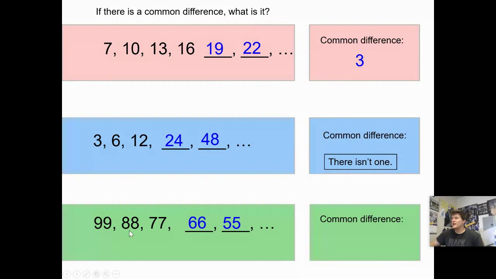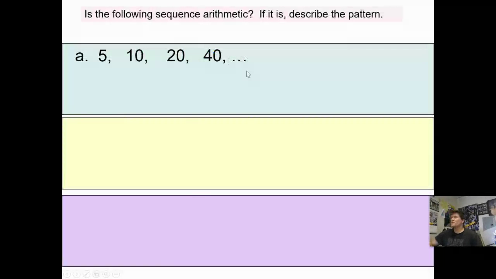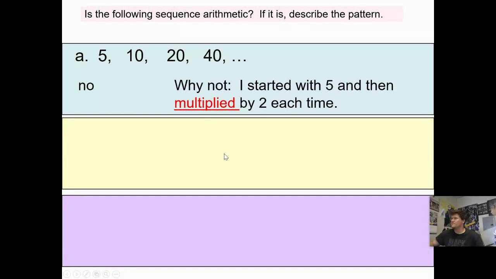The next one, 99, 88, 77, 66, 55. You could probably see the pattern, but what's really going on? This has a common difference of minus 11, negative 11. So just quick review. Is the following arithmetic? If it is, describe the pattern. You have 5, 10, 20, 40. What's the pattern? What's going on every time? In this case, it's timesing by 2 again, so it's not arithmetic.